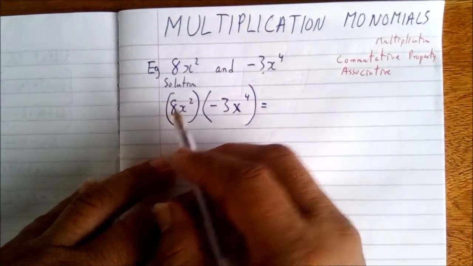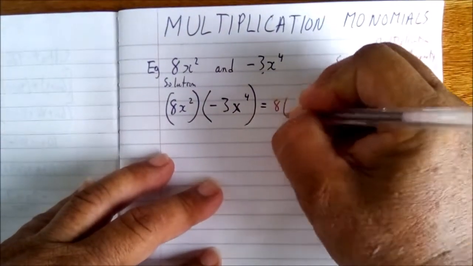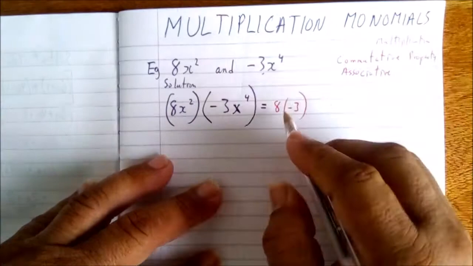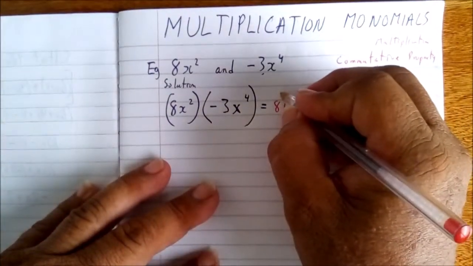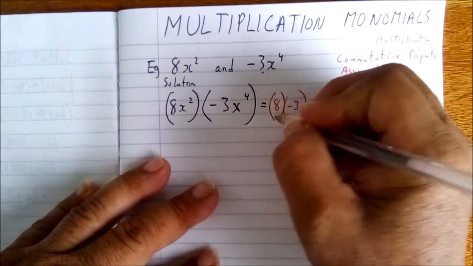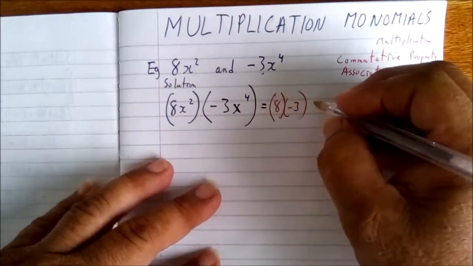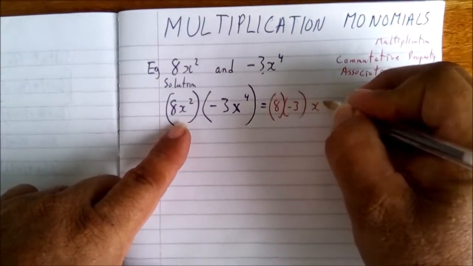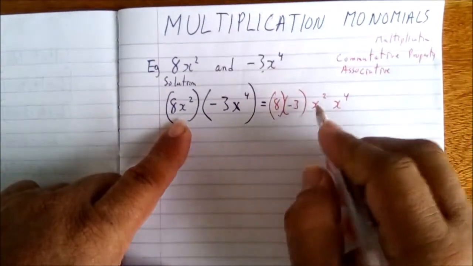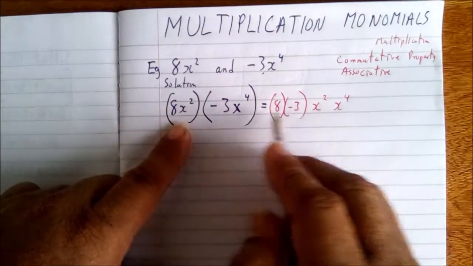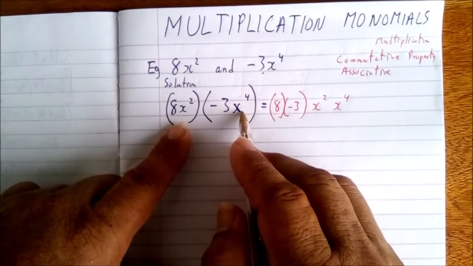So you're going to say 8 times negative 3. Be careful, this is not saying 8 minus 3, this is saying 8 times negative 3. So you could put a bracket here too, so as to differentiate it. And then you put x squared times x to the fourth. Notice this x squared came from here and this x to the fourth came from here.